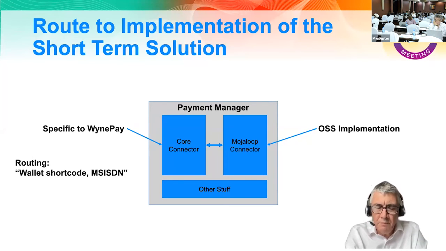And this isn't new to WinePay. WinePay uses a similar routing model for loan disbursements for MFIs. Loan repayments to MFIs, where it's MFI shortcode and loan account number. So we're able to repurpose the loan repayment oracle for bulk payments and therefore loan disbursements.